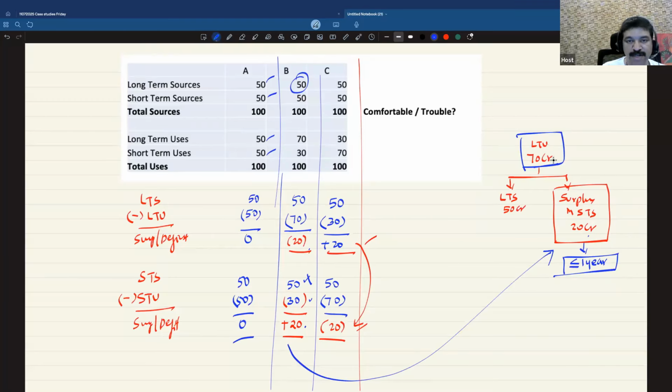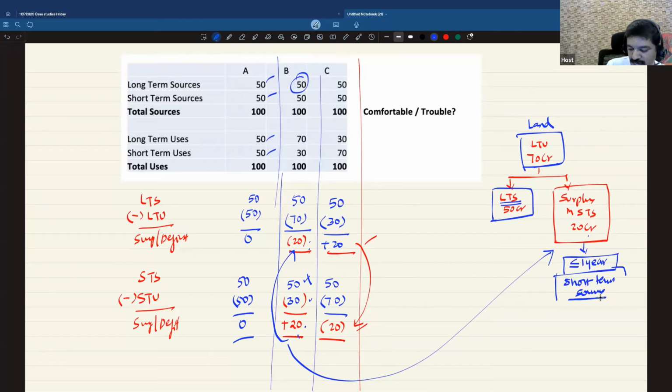I repeat once again. This company has created a long-term asset, let's say they have invested in land. They've invested 70 crore in land. And for that, the corresponding source is 50 crore of long-term money, maybe a term loan or capital, whatever. And the remaining 20 crore has basically flowed from here to here, right? They had a deficit and the deficit was managed by the surplus. So this 20 crore has actually come from which source? Short-term source. Short-term source means these are all the funds that have to be repaid within a period of 1 year. So this 20 crore I have given for purchasing the land.